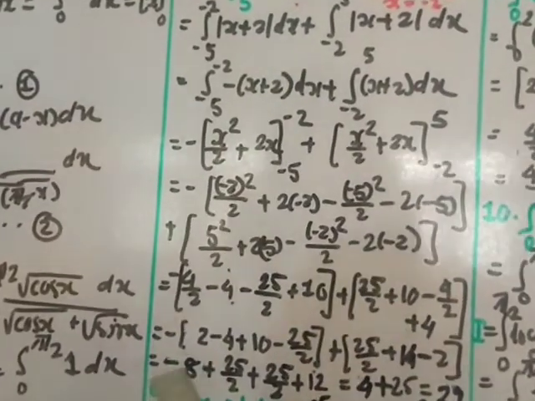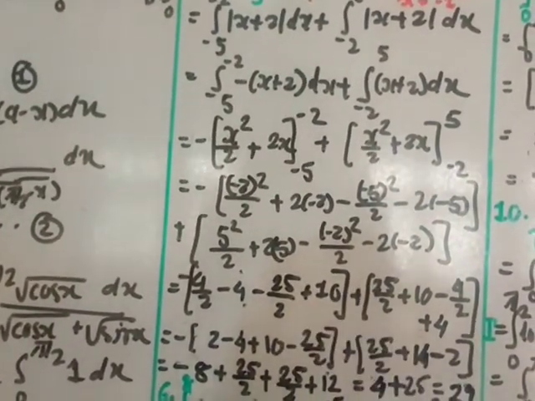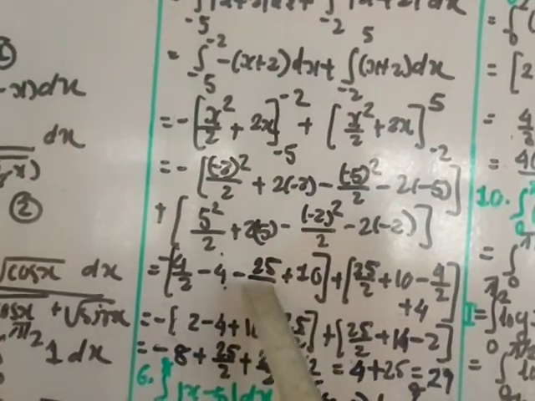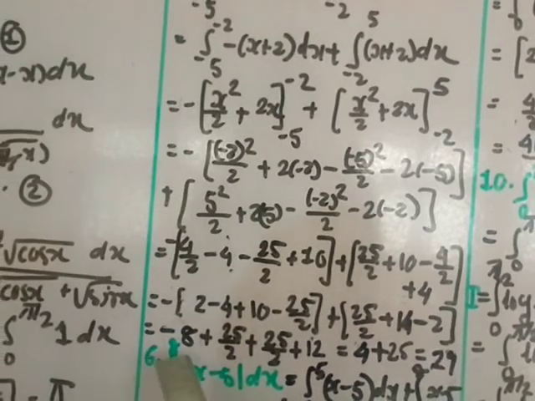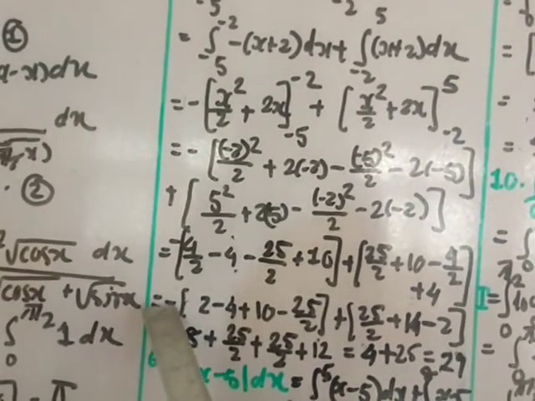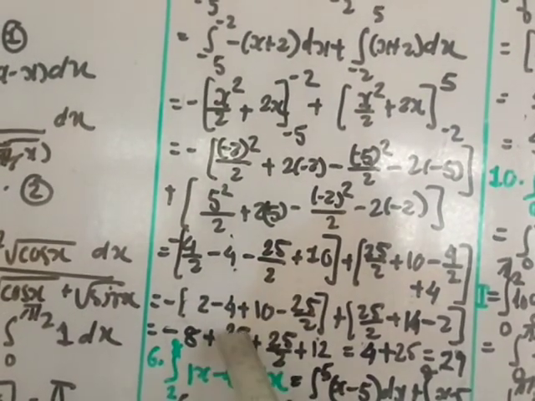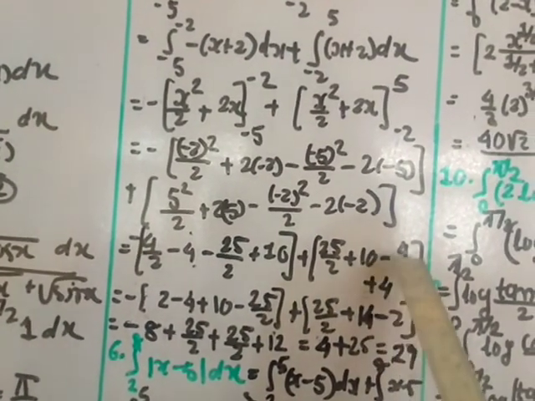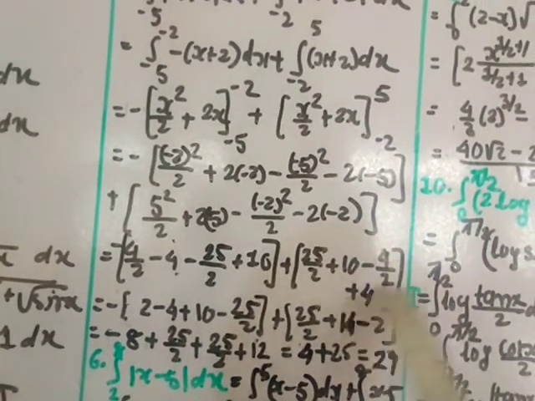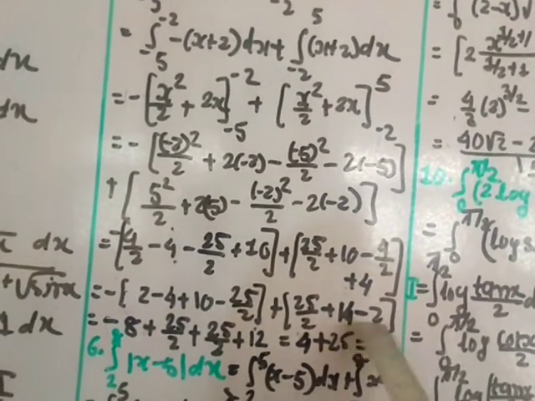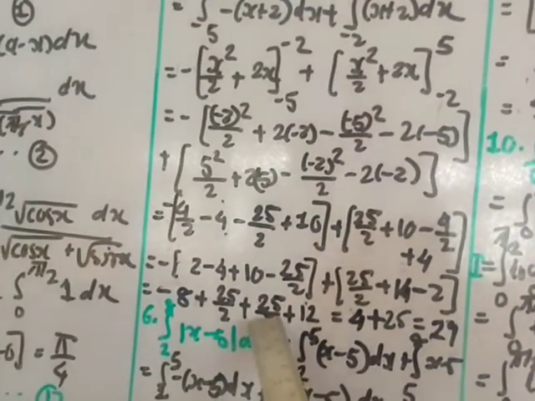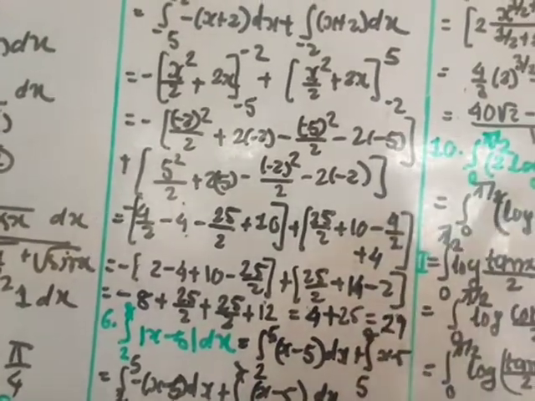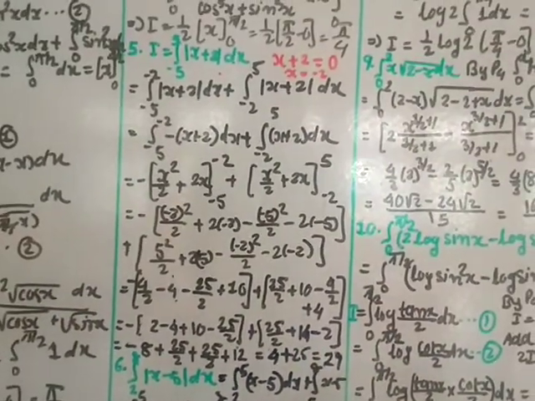You calculate. When you calculate, for the first bracket you will get 2 minus 4 plus 10, and combining together you get minus 8, and I am opening this, so minus 8 and minus a minus plus 25 by 2. Here also I am adding 10 plus 4, and this 4 by 2 means 2. When you simplify this, you get 25 by 2 plus 14 minus 2, then 25 by 2 plus 12, simplify, you get 4 plus 25 equal to 29. So that is the answer for question number 5.